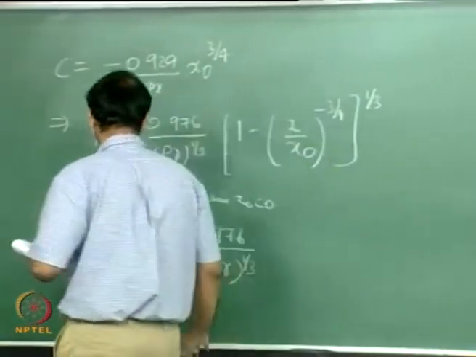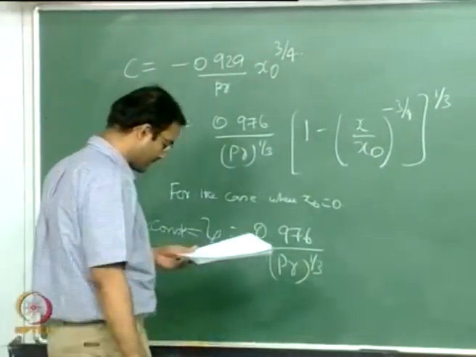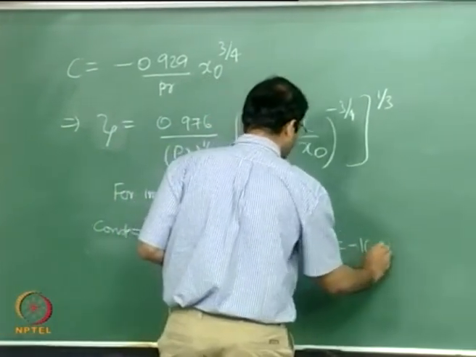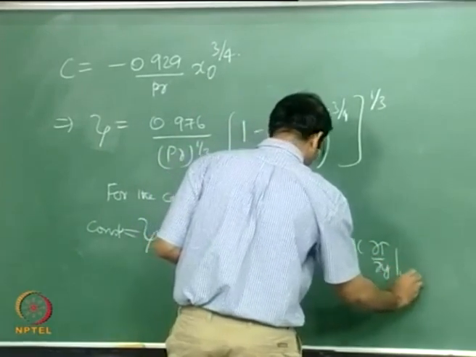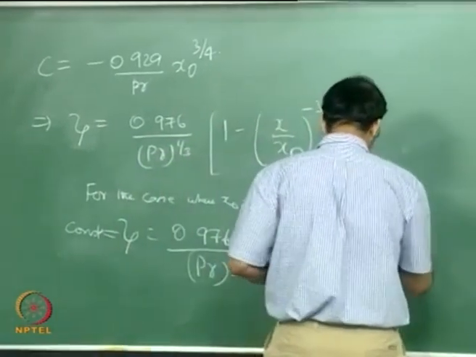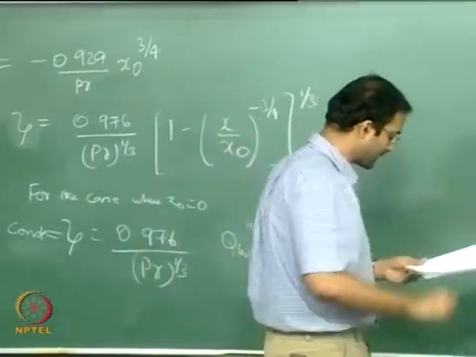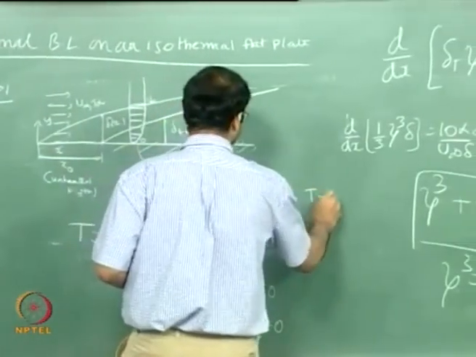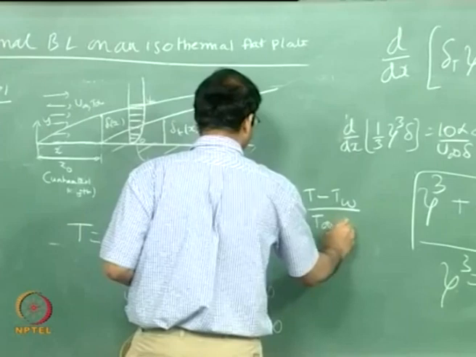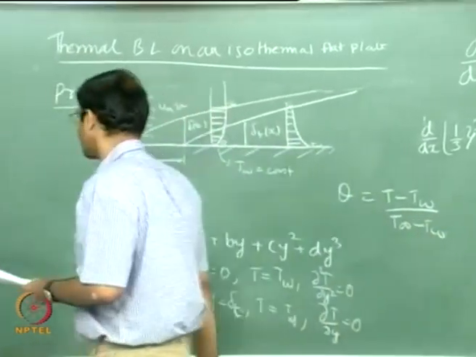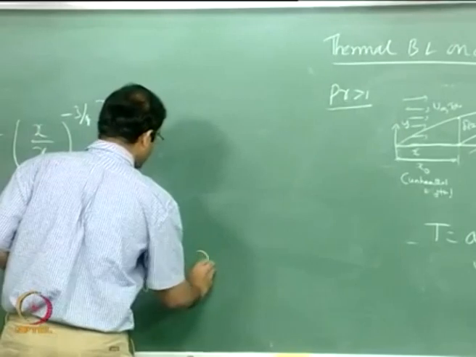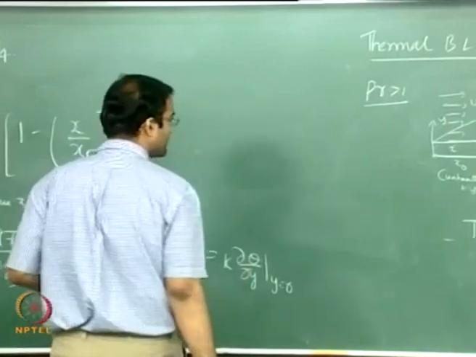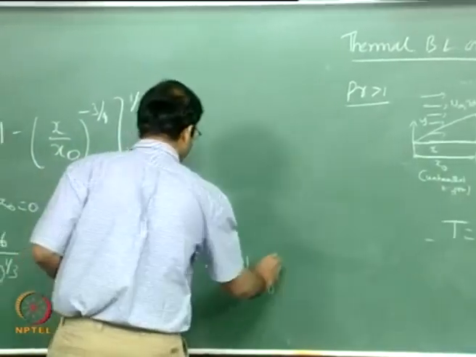So for the case where you don't have unheated length, this is your expression. So with this we can calculate the heat flux, minus k dT by dy at y equal to 0. So dT by dy at y equal to 0 can be written, of course if you remember your definition of theta, as T minus T wall by T infinity. Okay, so you can write this as d theta by dy at y equal to 0 multiplied by T infinity minus T wall.